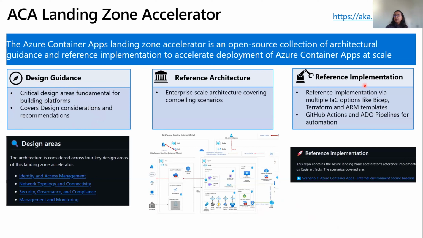And then the reference implementation helps you with the quick start templates, right? It comes in Bicep, Terraform, and ARM templates. So we have a lot of options on infrastructure as code. Also, in terms of automation, we have the GitHub Actions pipeline and the ADO pipelines all set up for you, which come out of the box, and you can readily make use of them. And there are a lot of deployment methodologies. I will be showing you the one-click deployment method very soon.